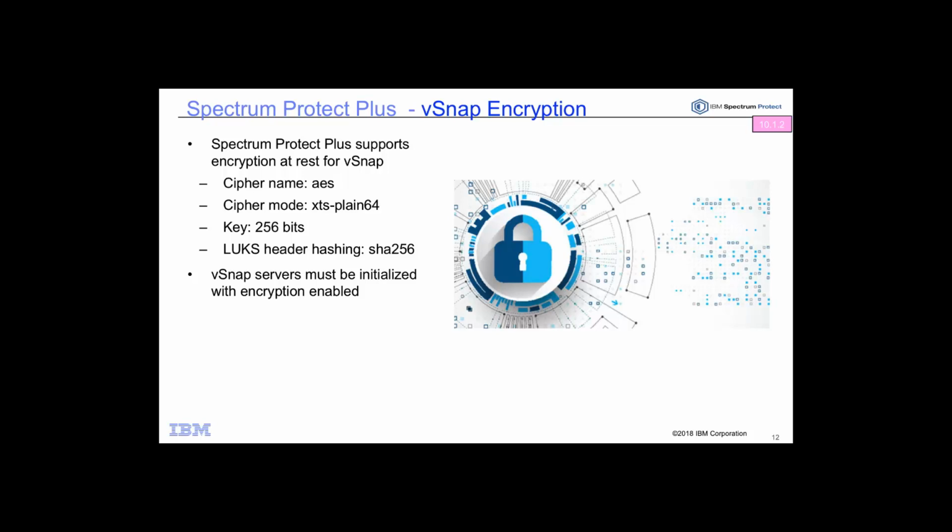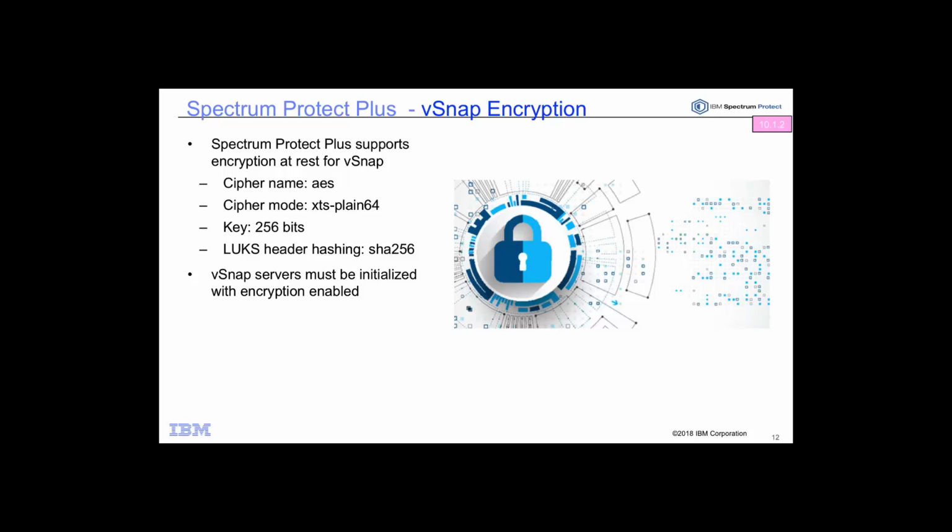Okay, so continuing with the features of Spectrum Protect Plus version 10.1.2, the next feature I'm going to talk about is VSnap Encryption. As you probably know, in earlier versions of Spectrum Protect Plus, we supported compression and deduplication on the VSnap repositories and servers, but we did not support encryption. Beginning in version 10.1.2, we now do support encryption.